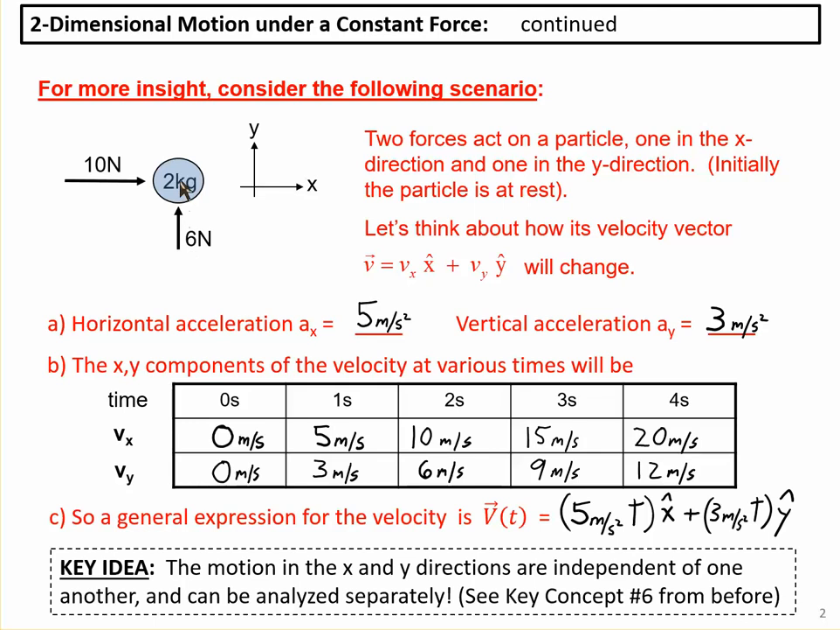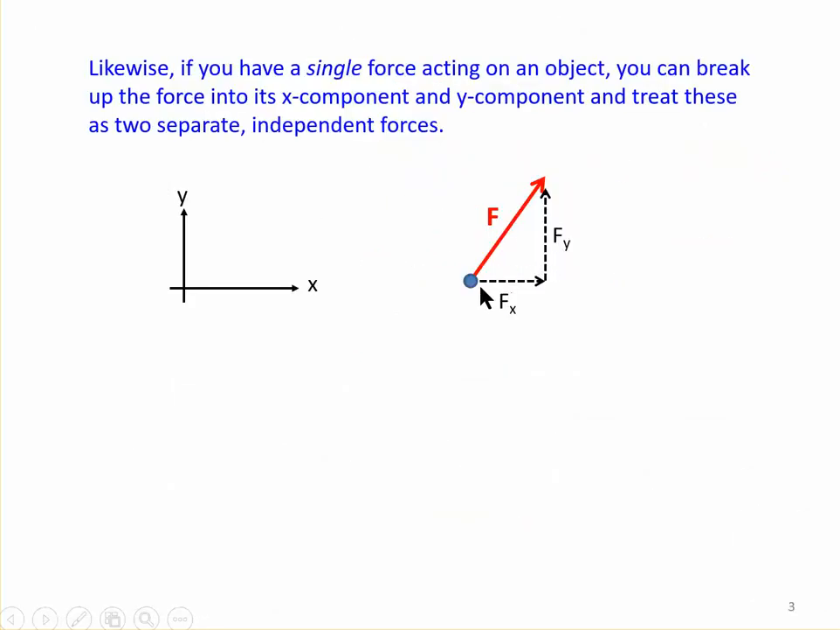Now in this example, I had a particle that was subject to a horizontal force and then a vertical force. But we can turn this around. Let's imagine we have a particle that's subject to a single force. For instance, here's a particle subject to a force F like that. What we can do is break up this force vector into a horizontal force and a vertical force, and then we could just do what we did previously. We could focus on the horizontal force, and that will determine the horizontal motion of this particle, and we can focus separately on the vertical force, and that will determine the vertical motion of this particle.